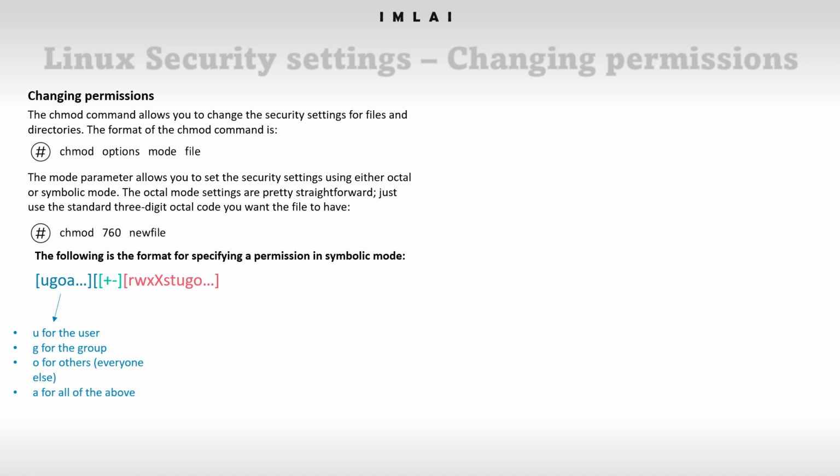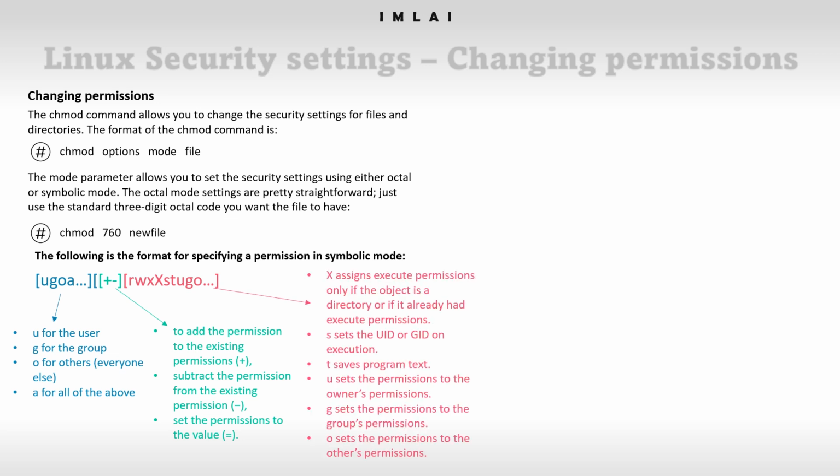And then next, a symbol. A symbol is used to indicate whether you want to add the permission to the existing permissions, that's plus, or subtract the permission from the existing permissions, that is minus, or set the permissions to the value, that's equal to. Finally, the third symbol is the permission used for the setting. You may notice that there are more than the normal R, W, X values here. These are the additional settings. X assigns the execute permission, and S sets the UID or GID on execution.